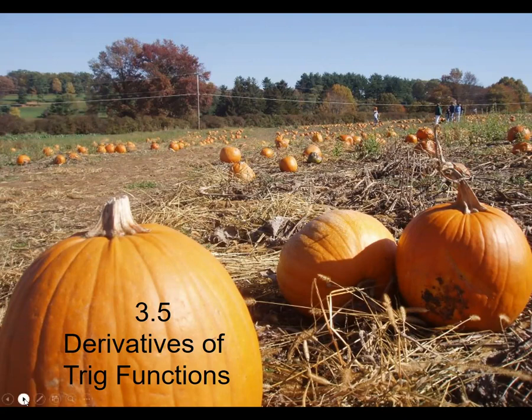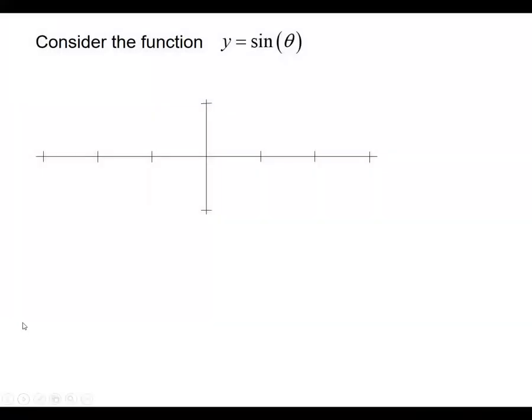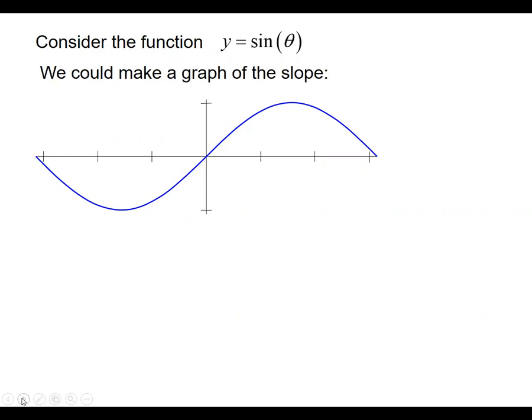So let's dive in. Let's start with the sine function. I've got my sine function from -2 pi to 2 pi, and I would like to know what the graph of the derivative looks like. Some of you might already have an idea, but let's do it a little bit more systematically. Let's figure out what some of the slopes are. Let me make a table here.